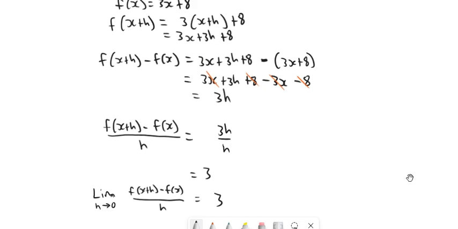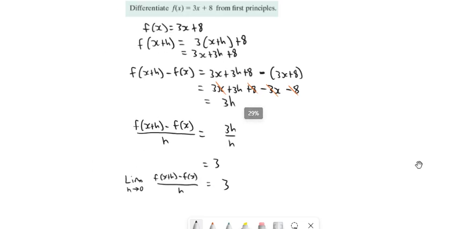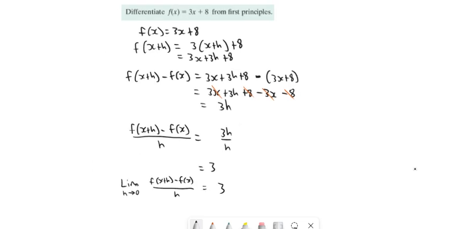Now that's simple because it's just a linear function. There's no x squareds in it or anything, so it makes it a lot easier. But that's it really.